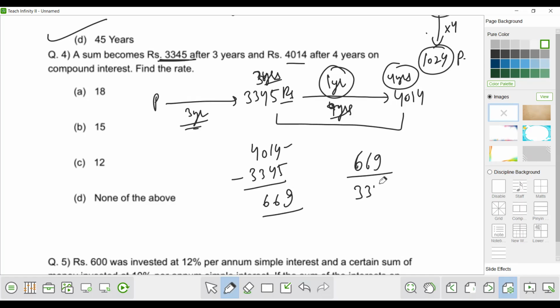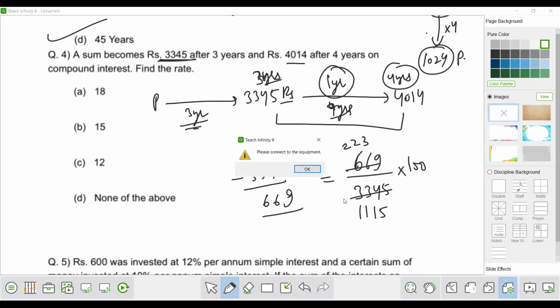On what? 3345. So you have to calculate a rate. So multiply it with 100. Cancel it with 5 times, because 200 into 5000 and 23 into 5 gives 115. So this will become 20%.